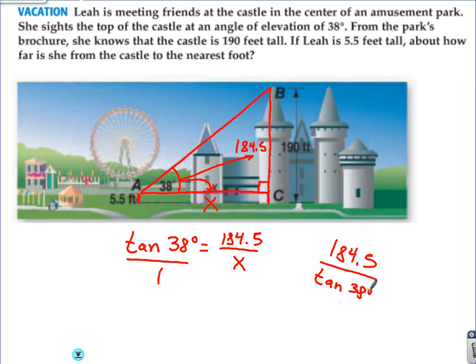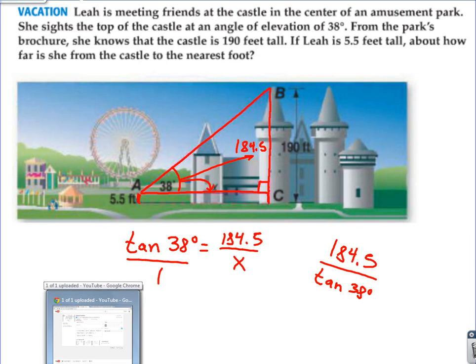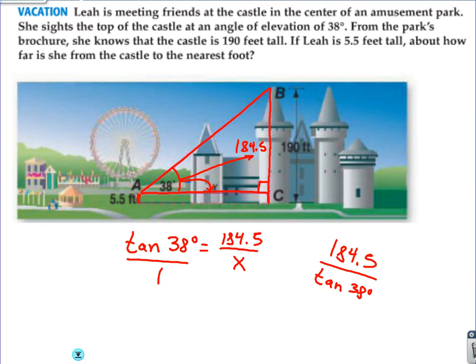And Alex, once you get that, tell me what you get. 236 point what? We'll call it 236.1 feet. Since this has got 1 decimal, we'll put that with 1 decimal as well. 236.1 feet. Well, actually, they say to the nearest foot, so we're at 236 feet. It's about how far she is from that. Any questions? I think we got one more problem.